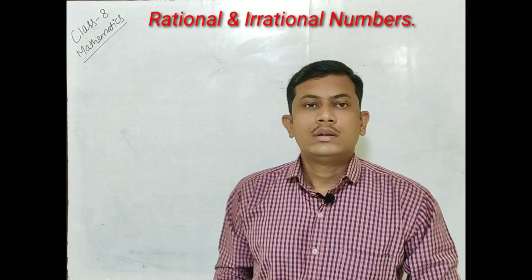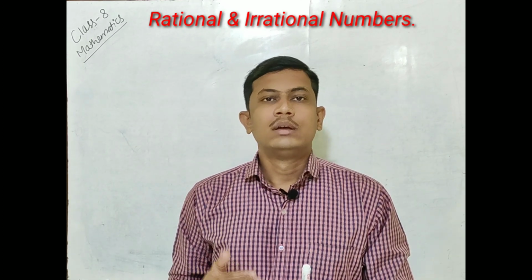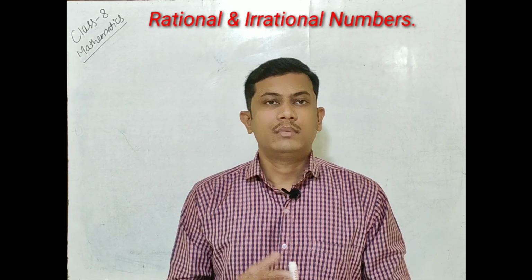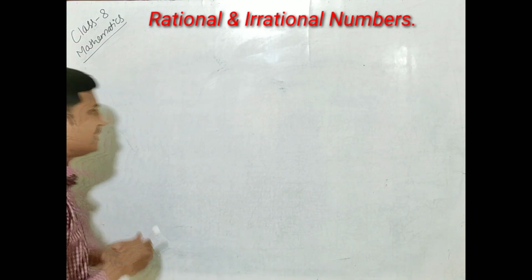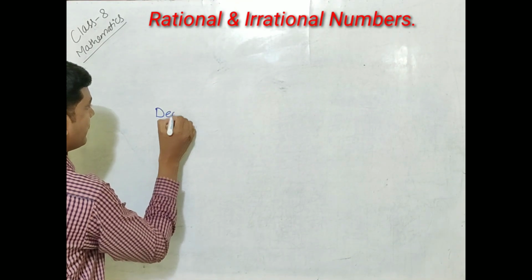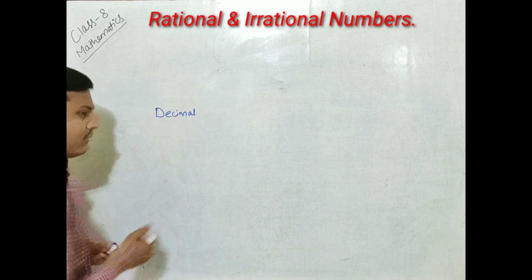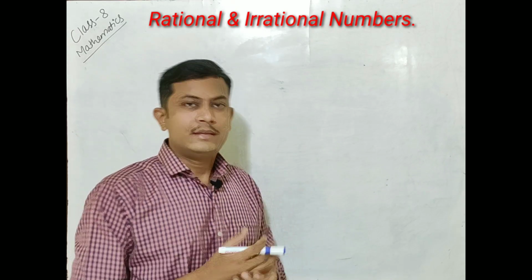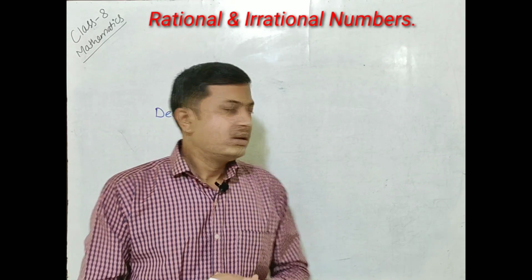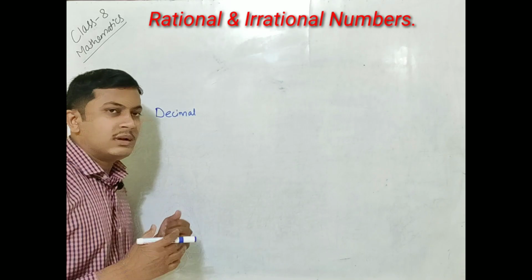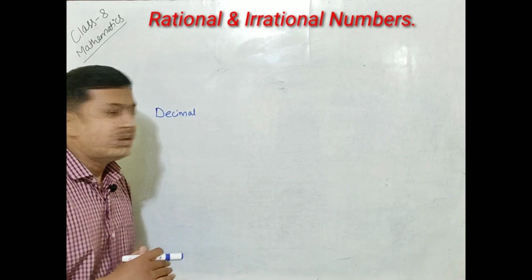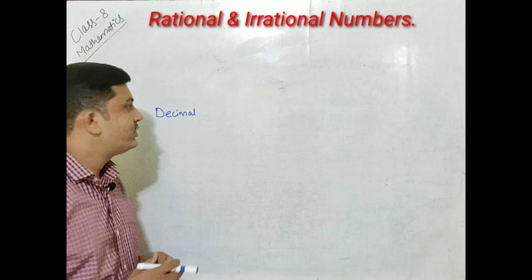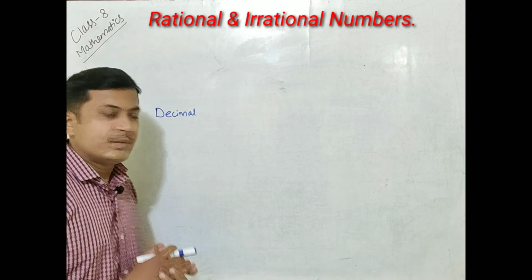So let's see, there are numbers, whole numbers, integers. These originate from the decimal system. So let's discuss the decimal system. What is the decimal system? There are 4 such types of systems: decimal system, binary system, hexadecimal and octal. But here we are to study only the decimal system, because we are studying these following numbers, so we should know only the decimal system.